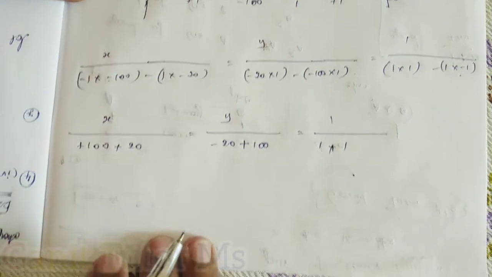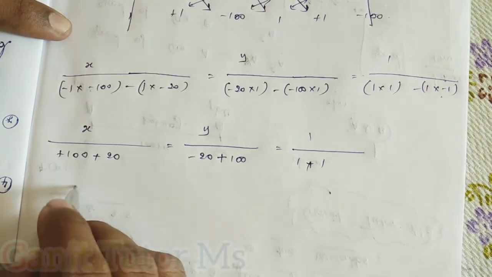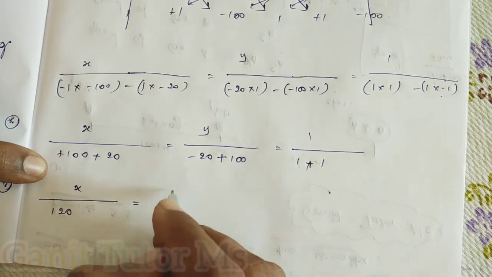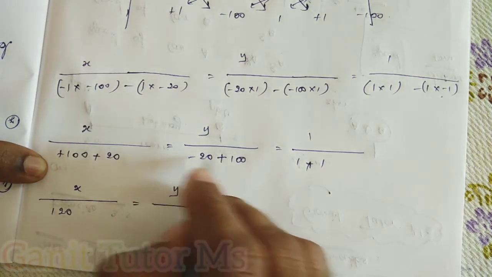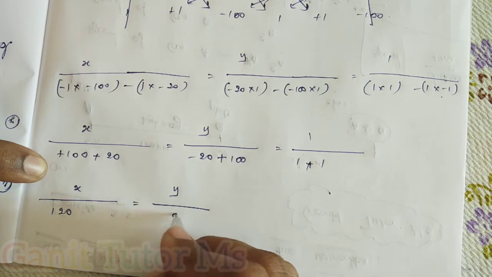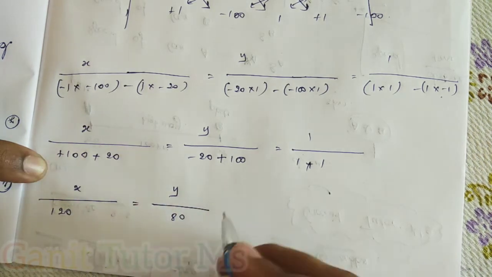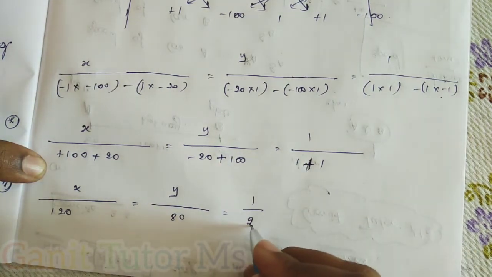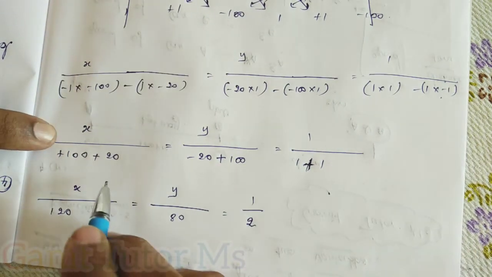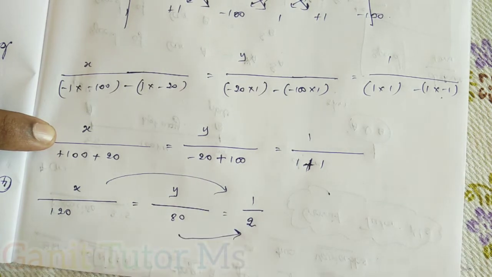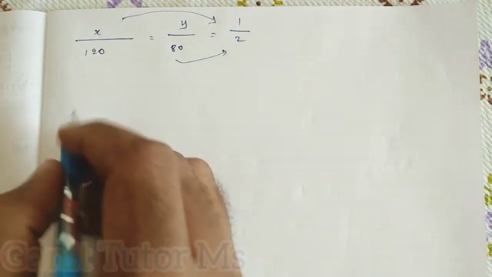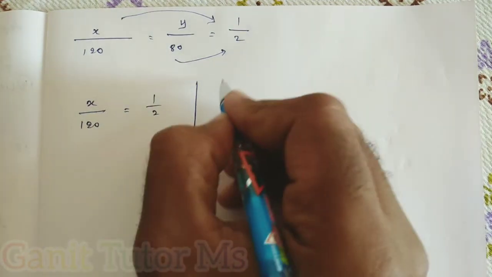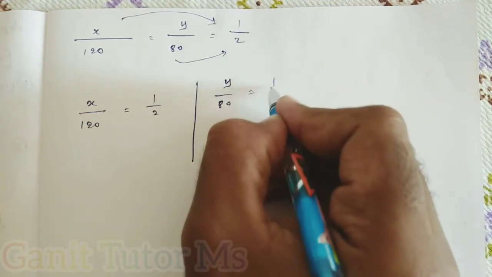Clear? Any doubt? Next step, x divided by 100 plus 20, 120, which is equal to y divided by minus 20 plus 100, it became 80. For the different sign, subtraction, the other number's sign, equal to 1 by 1, sorry, 1 by 1 plus 1, it is 2. Clear? Any doubt? Next, we can equate the first term and last term, and the second term and last term. So here x divided by 120 equals 1 by 2. Next, y divided by 80 is equal to 1 by 2.